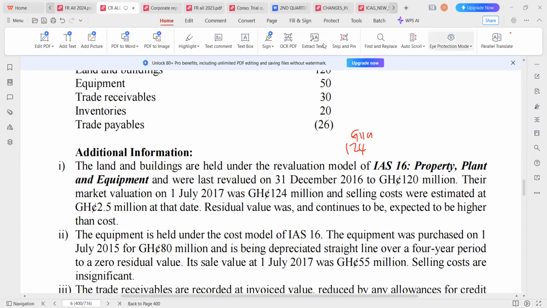Say I had 10,000. How do you get the 10? Show it. The 80 million divided by the 4, times 6 over 12. Good. So what do you get? 10,000. That's all. And they've not depreciated the assets. The rest of the story, we don't need them. They said the sale value is 55, selling cost is insignificant.